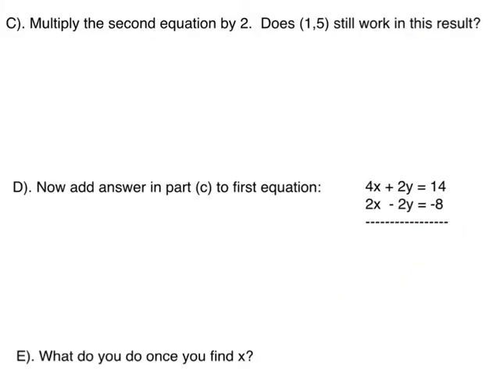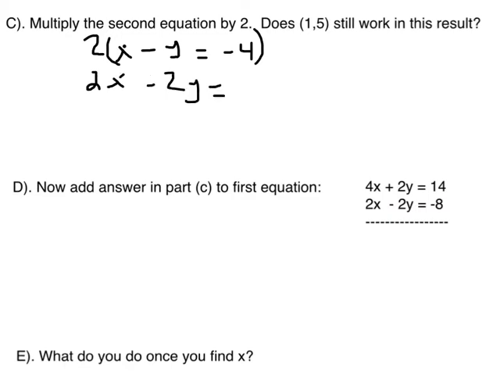Now we're into part C of this question, and they want us to multiply the second equation by 2 and check to make sure it still works. Our second equation was x minus y equals negative 4. Our job is to multiply the second equation by 2, so that would be the entire thing. Everybody gets multiplied by 2. So you will get 2x minus 2y equals negative 8. And they want to know, does this still work?